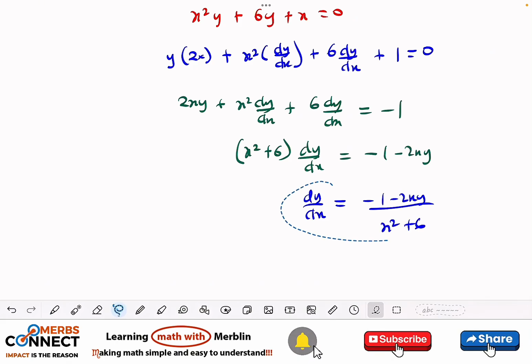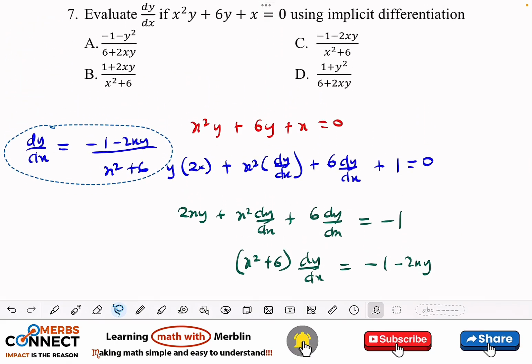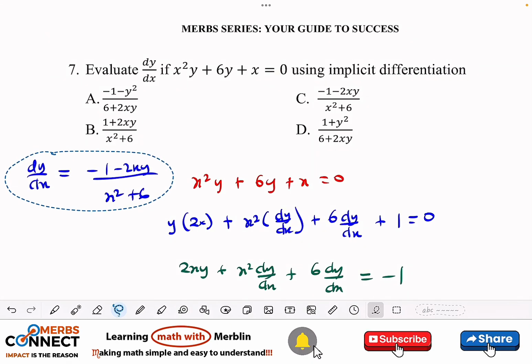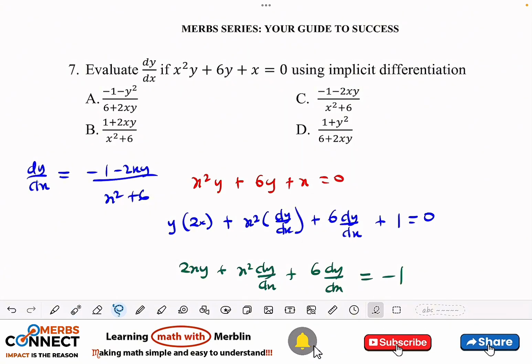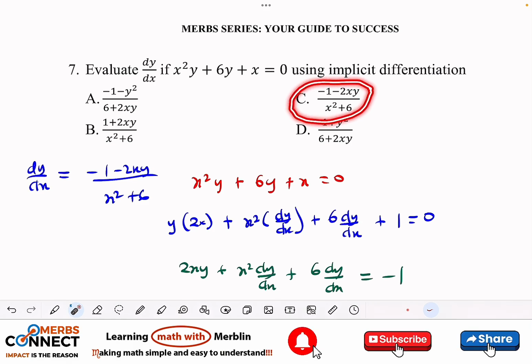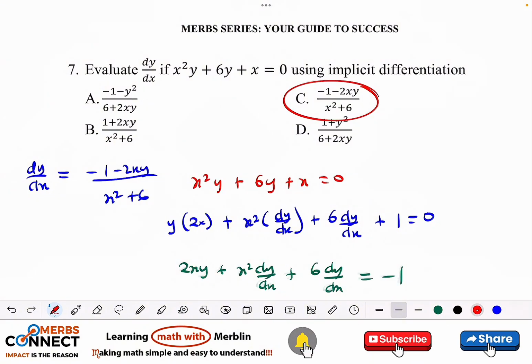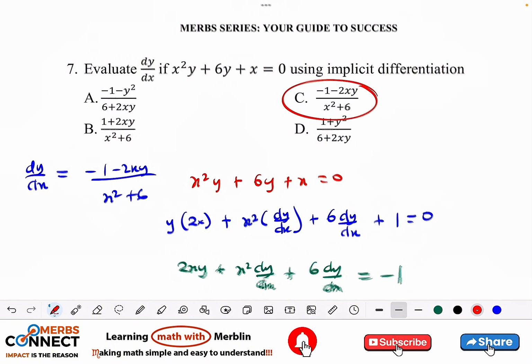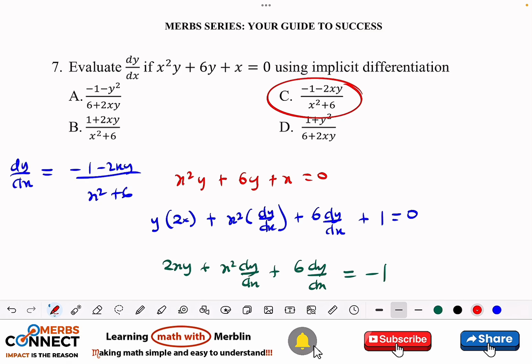So let's compare the final answer to the questions and see if we need to do multiplications or we are done. Looking at this, I think the answer is supposed to be this, minus 1, good. So I think we have the results there. We don't need to do much simplification. So that's what we are going to get for question 7.